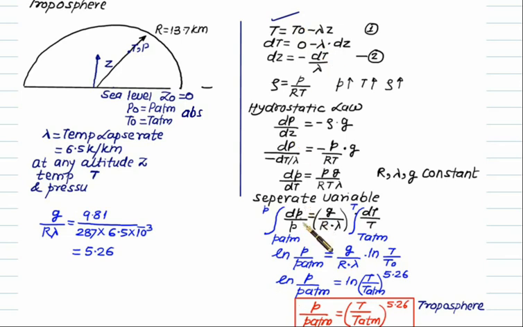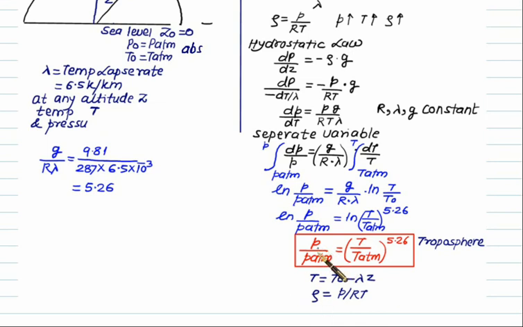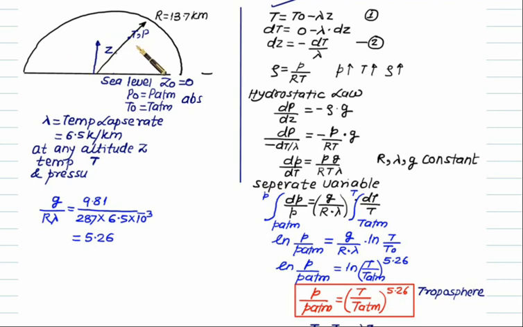Now simplify this. The integral of dP by P is natural log and the integral of dT by T is also natural log. So in the final equation we get P upon P atmospheric equal to T upon T atmospheric to the power 5.26. So this is the distribution of pressure. If you know the pressure at sea level, the temperature at sea level, and the temperature at the given altitude, we are able to calculate the pressure on Mount Everest, because this relation is valid up to 13.7 kilometers. This time we have a temperature variation, but if we go to the stratosphere, then the temperature will remain constant.